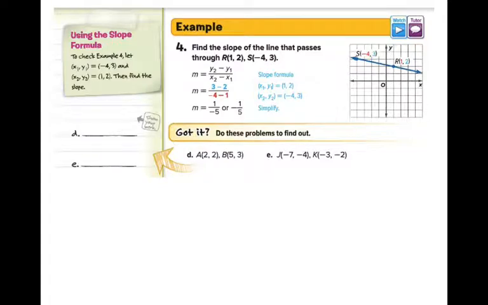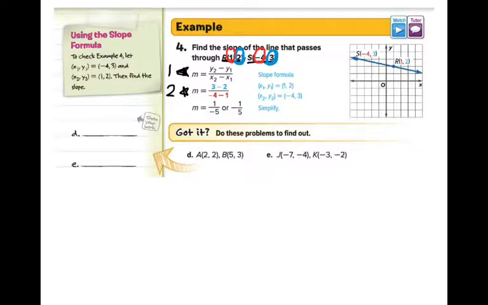Okay, let's take a look at an example. Number 4. Find the slope of the line that passes through R(1, 2) and S(-4, 3). Okay, we have the slope formula here. If we look at our second step, they took 3 minus 2. So the second y minus the first y. For our change in x, since we started with the second y, we have to start with the second x, which was negative 4, minus the first x, which is 1.